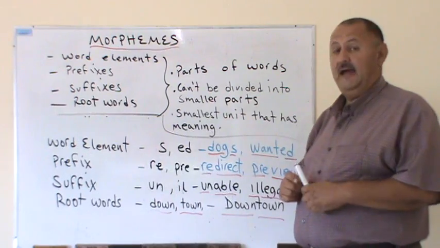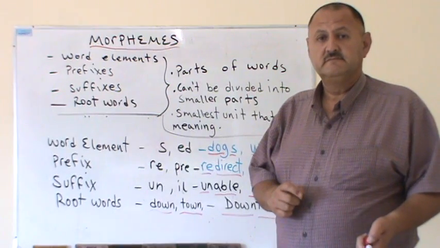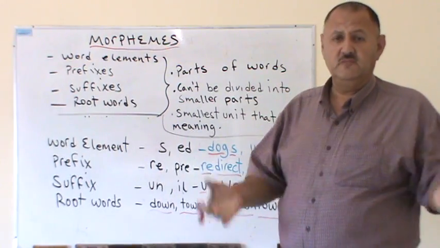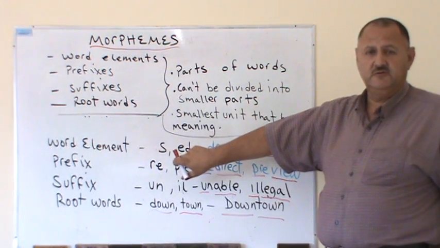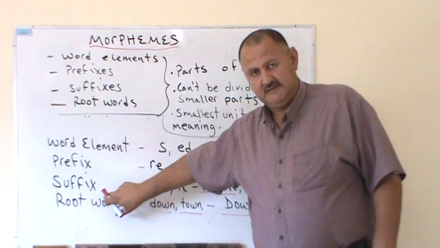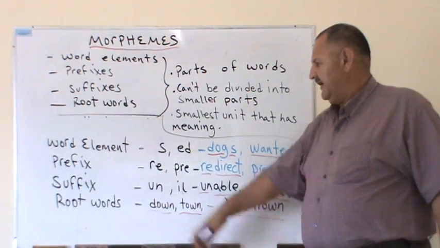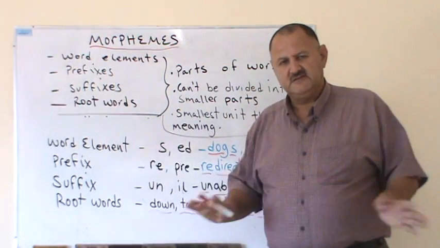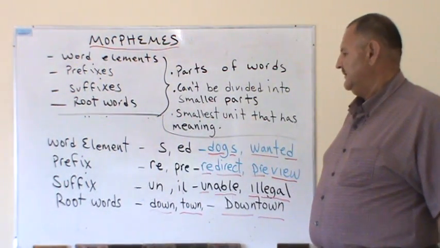Okay? So, now, some words may have 2 or 3 morphemes. They can have more than one morpheme, more than 2 morphemes. And some people call these grammatical units. Some people call these suffixes. The word elements. Don't worry about what they call it. Here we're going to call them word elements. If somebody wants to call them a suffix, it's okay. So, like for example, S and ED, it's a word element.